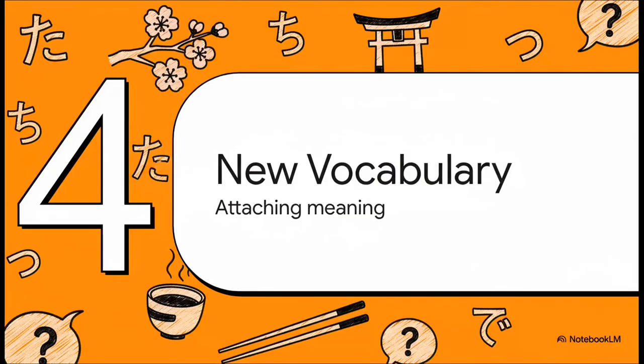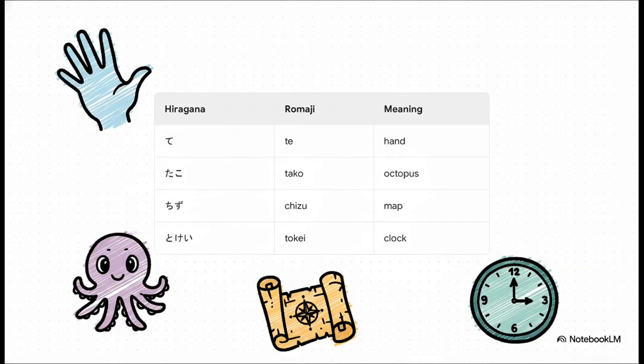Being able to read the sounds is a huge step. But now for the really fun part. Let's attach some meaning to those sounds. Let's learn a few actual Japanese words. Let's check out our new vocabulary. First, just the character te. Te, on its own, means hand.